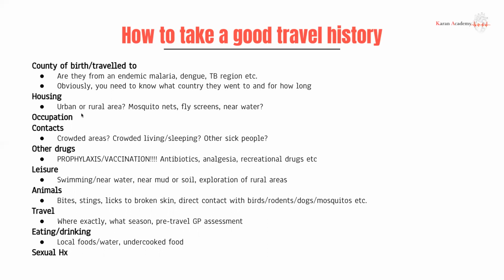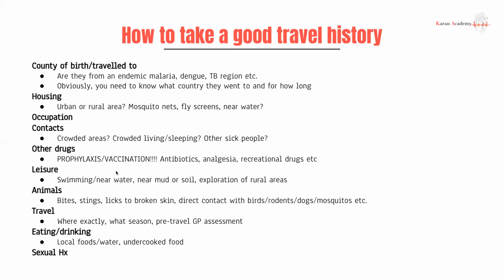Housing is where they've lived. Occupation. Contact, so have they been in crowded areas, sleeping with other people, anyone that's been sick? Medications, so prophylaxis like HCQ for malaria or vaccinations, really important, as well as recreational drugs. So ask whether they've taken any recreational drugs, and we worry about things like hepatitis and HIV.